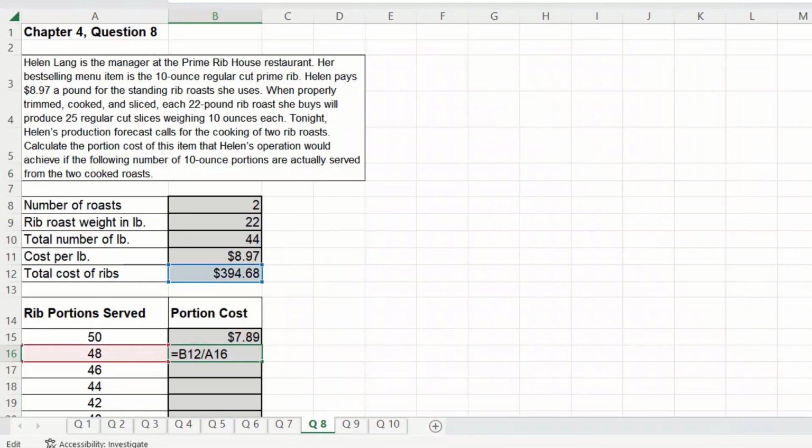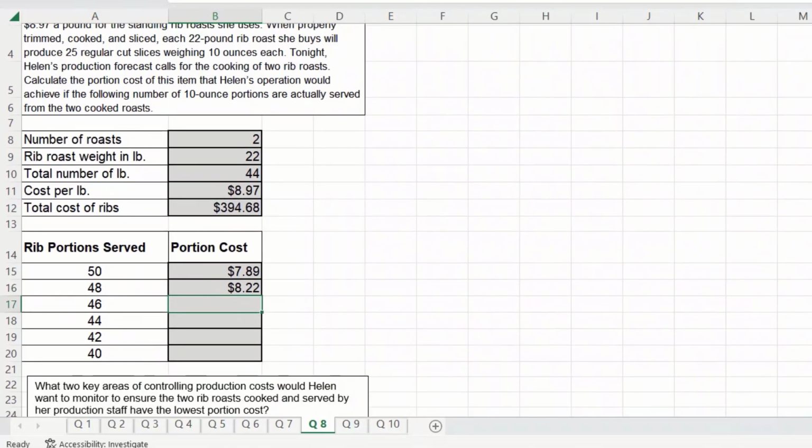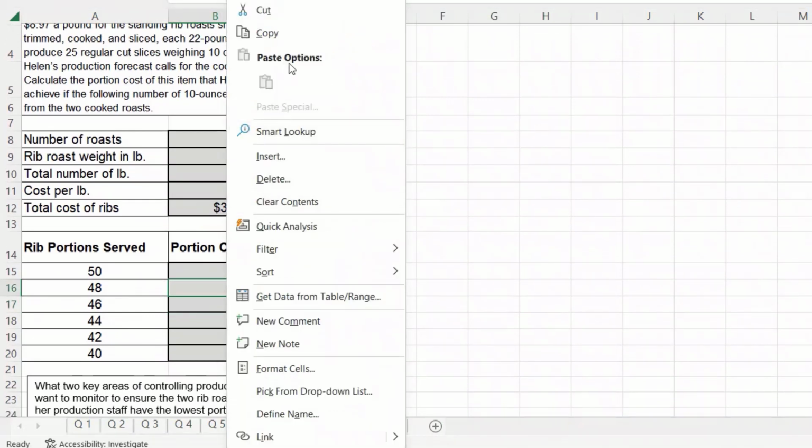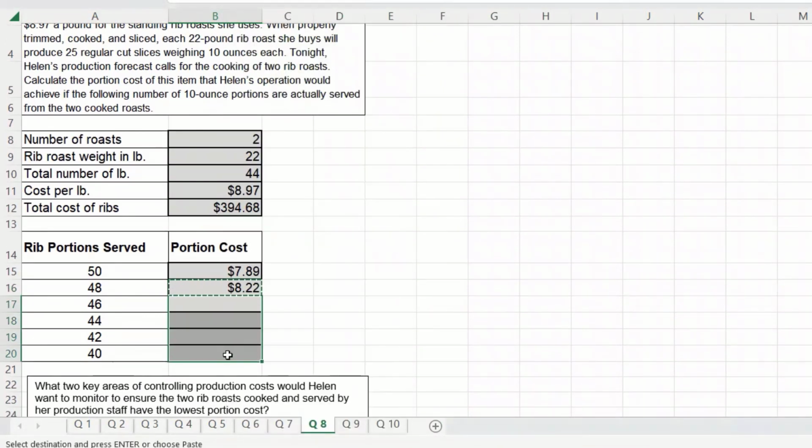Now we'll go ahead, we'll make this an absolute cell. And let's copy this formula. All right, so if we serve 50, that costs us $7.89 per plate. Now, if we make a mistake and we just cut 40, we're at $9.87 per cut that we make.